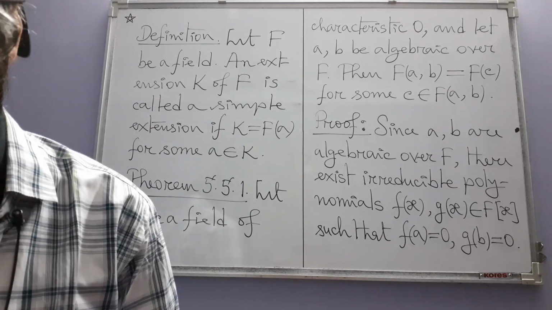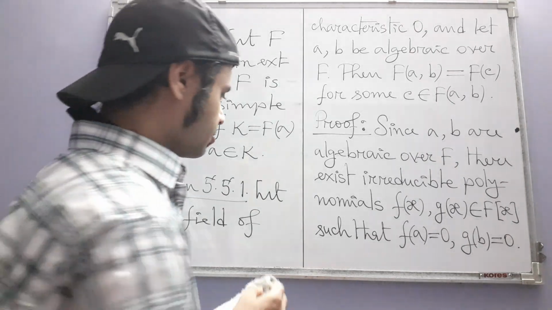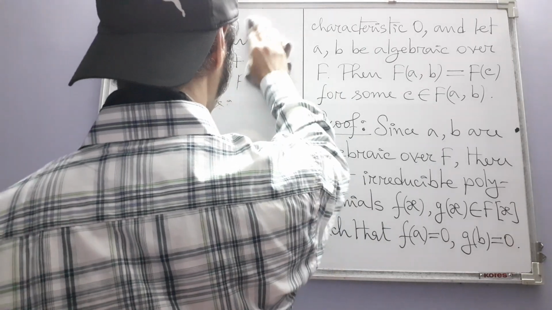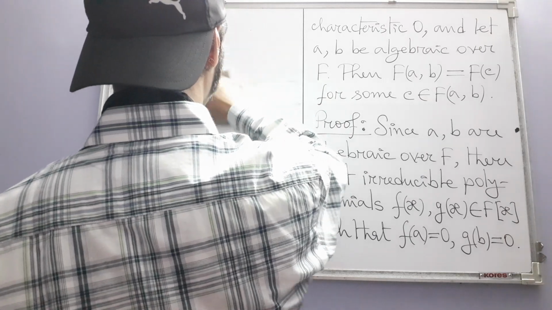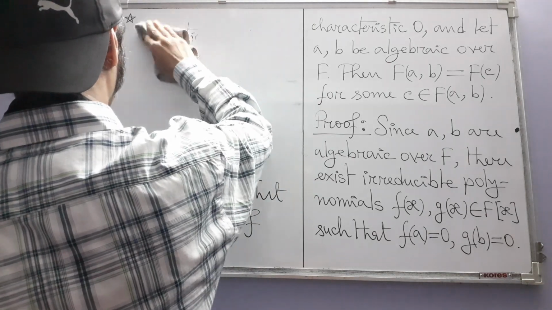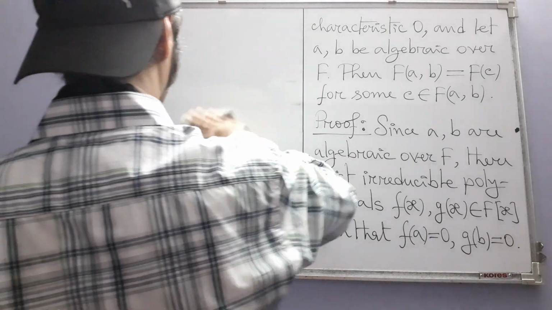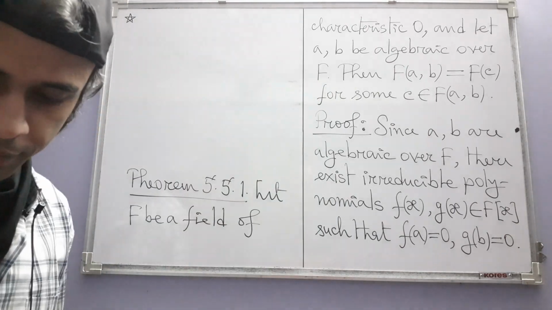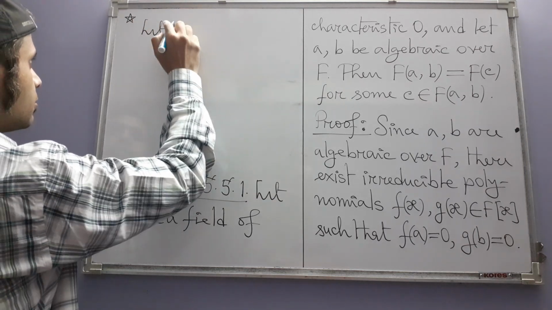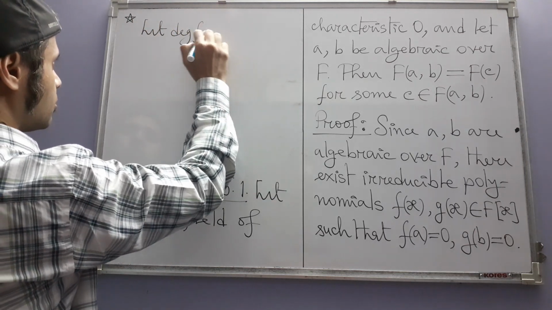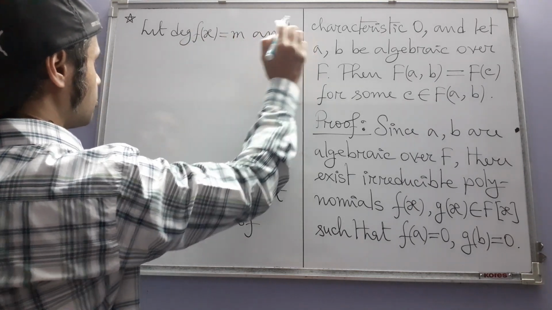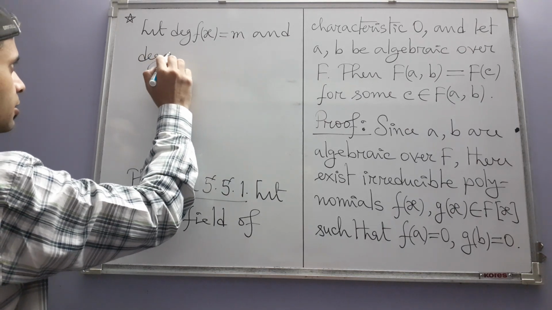Because these polynomials are non-trivial, meaning non-zero, they will have degrees. Let the degree of f be m and the degree of g be n.